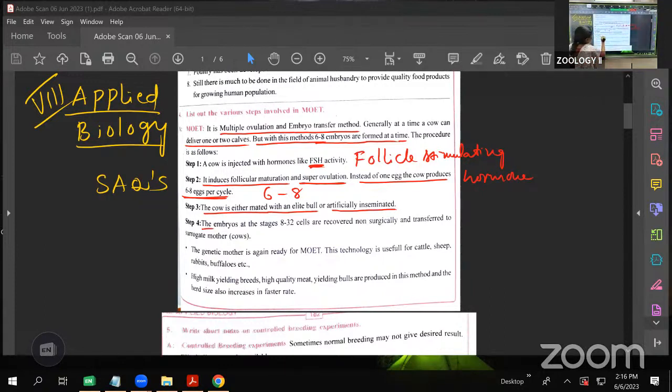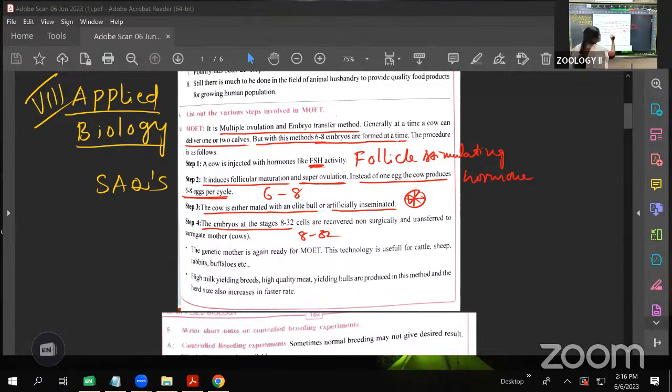The embryo at this stage means the zygote. First it undergoes division: 4 becomes 8, 16, and the next one is 32. So it goes from the 8 to the 32 cell stage.